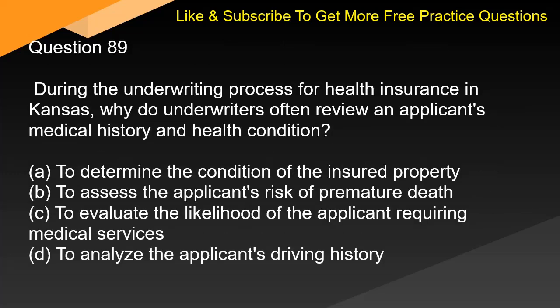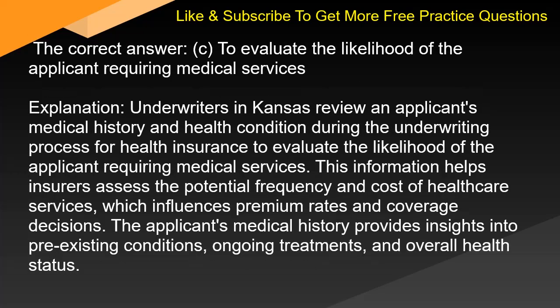Question 89. During the underwriting process for health insurance in Kansas, why do underwriters often review an applicant's medical history and health condition? A. To determine the condition of the insured property. B. To assess the applicant's risk of premature death. C. To evaluate the likelihood of the applicant requiring medical services. D. To analyze the applicant's driving history. The correct answer, C. To evaluate the likelihood of the applicant requiring medical services.